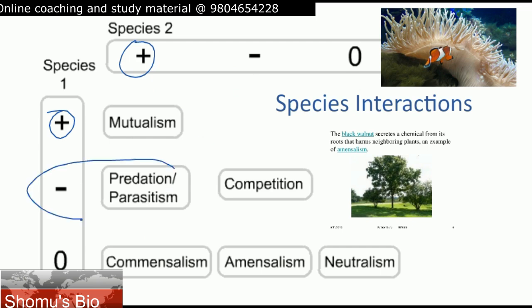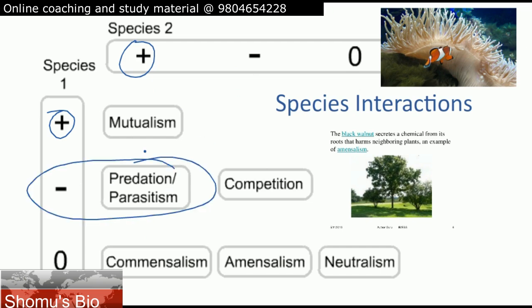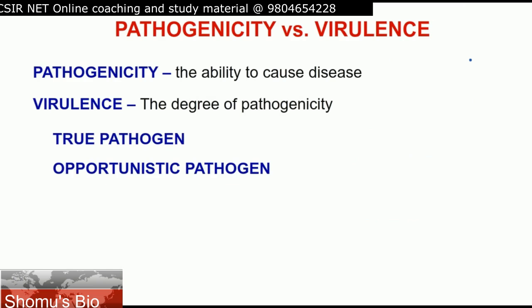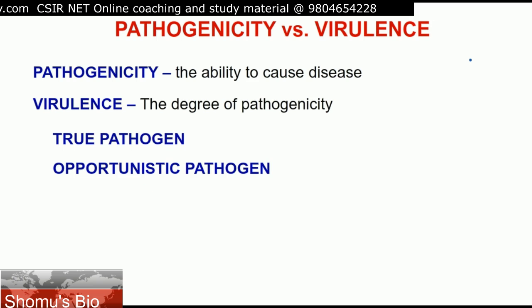So this third one is our choice now, because in this chapter we deal with parasitism, not predation. And we know the difference between predation and parasitism. I told you earlier, in parasitism the host is allowed to stay alive, so that the pathogen or parasite can take advantage of the host.